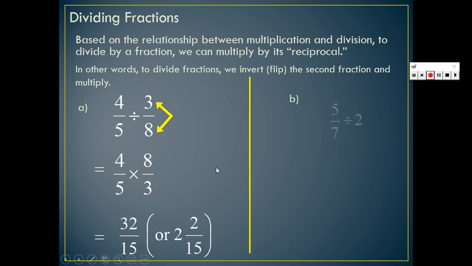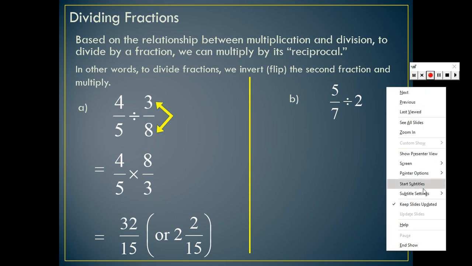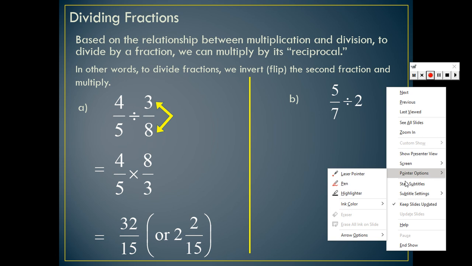Another division one. Here's one that might cause you trouble. 5/7 divided by 2, because you go back to my video and you say, okay, what did he say? To divide fractions, we flip the second fraction and multiply. But this second fraction doesn't look like a fraction. It's just a 2. And hopefully you saw this in grade 8, but if you didn't, okay, here's the first time you see it, and I'll explain it that way: 2 can be thought of as a fraction.